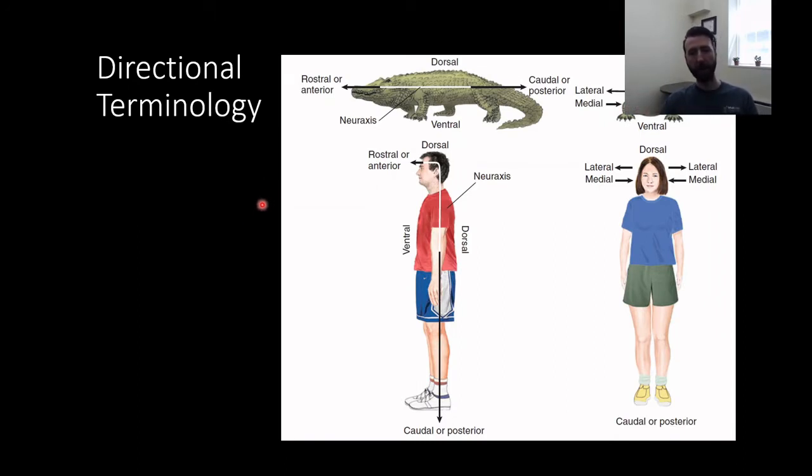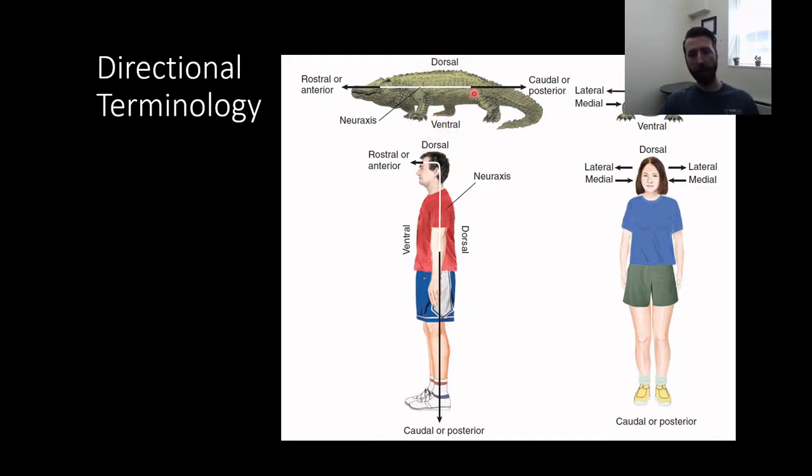unit to describe the relative position, some directional terminology. So first off, rostral, caudal. Rostrum means towards the front. Caudal is towards the tail, towards the back. Anterior, front. Posterior, back. Next is dorsal, ventral. So dorsal being the back and ventral being sort of the underside.